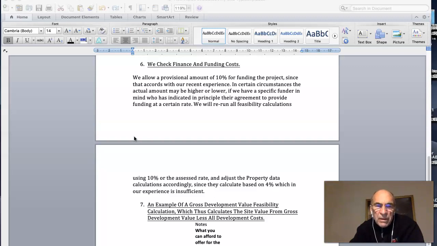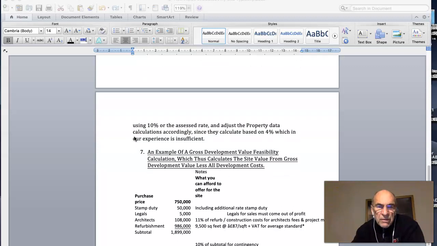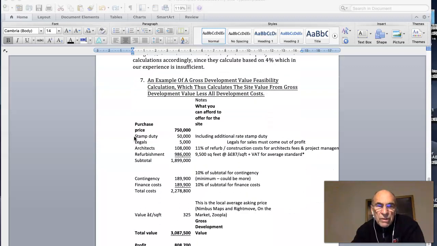Significantly, PropertyData uses a default of 4%, which is certainly not adequate in our experience, particularly recently when interest rates have been rising.